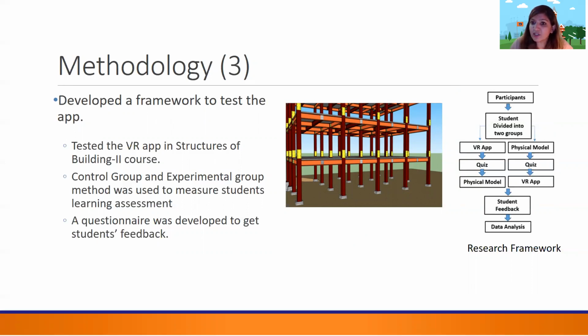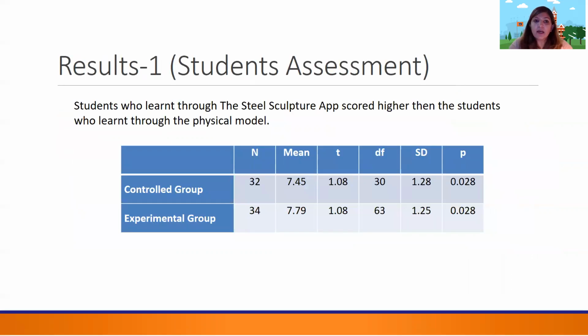Then in the next class session, we had a knowledge test, a quiz, and then we analyzed the results. But in order to get students' feedback, we had to give both of the experiences to the two groups. So the experimental group also learned through the field trip, and the control group also learned through the VR app. And then student feedback was taken and data was analyzed.